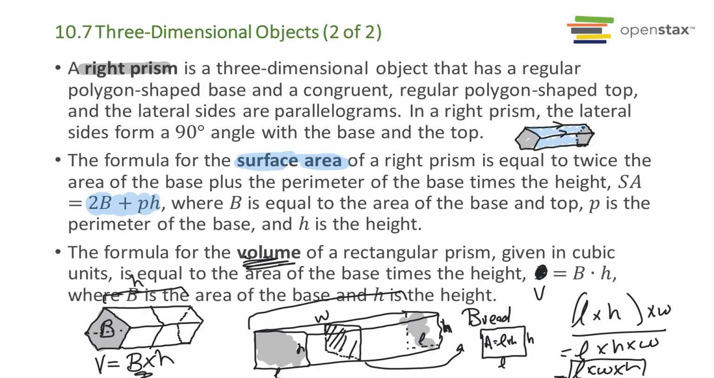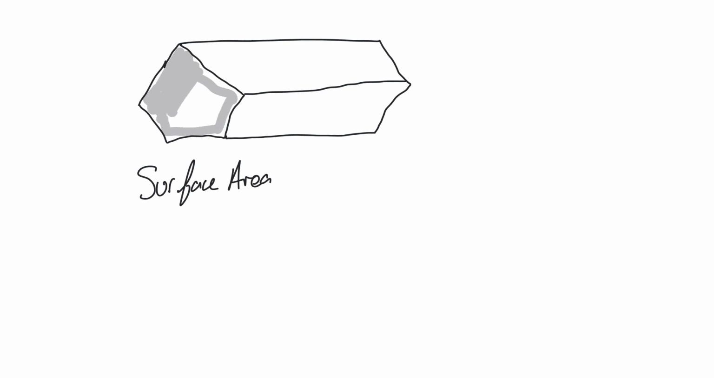The surface area I'll have to explain on a separate page. Let me bring up a blank page. So let's look at that. So here, let's go back to that pentagonal prism. And so we're looking at surface area here. So first, it's this area that we've colored in, right? And remember, we've got another congruent one back here. So there's two of them.